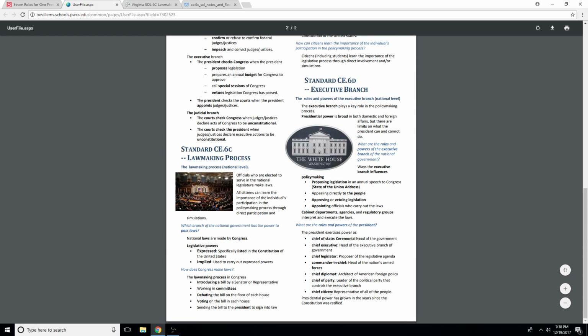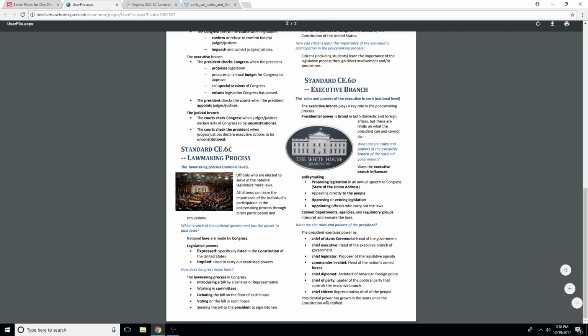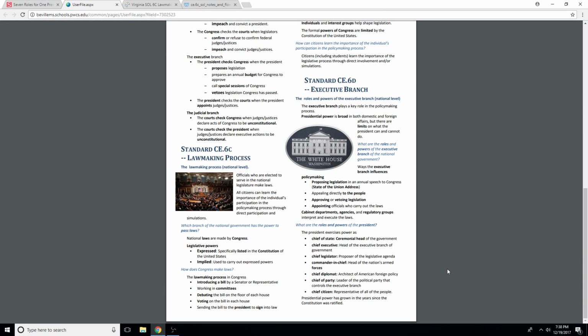Presidential power has grown in the years since the Constitution was ratified. So think of it this way. Back in the days of Washington, they were so afraid, they didn't want a king. So that's why we even call this person the president. Made sure we have 3 different branches to split up all the power, all that stuff. Well, since the days of Washington, our presidents have gotten more and more power.